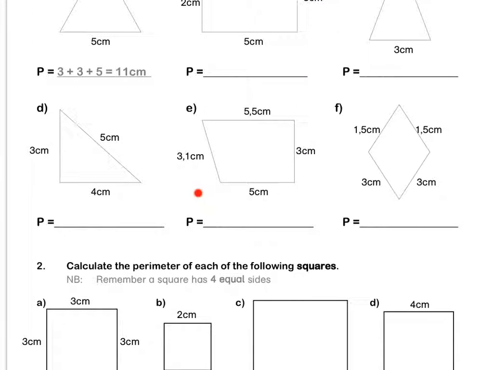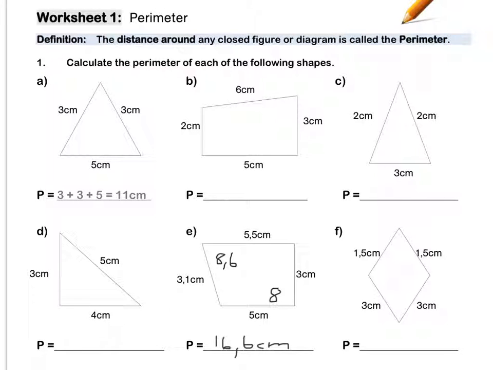We have decimal fractions in this question. We must add up all four lengths. 3,1 plus 5,5 is going to give us an answer of 8,6 centimeters. And 3 plus 5 is 8 centimeters. Therefore, in total, the perimeter is 16,6 centimeters. Press pause to complete question 1 by yourself.